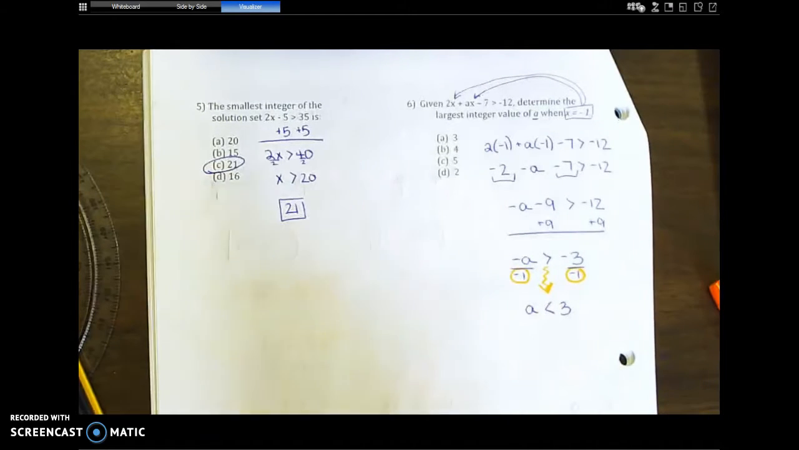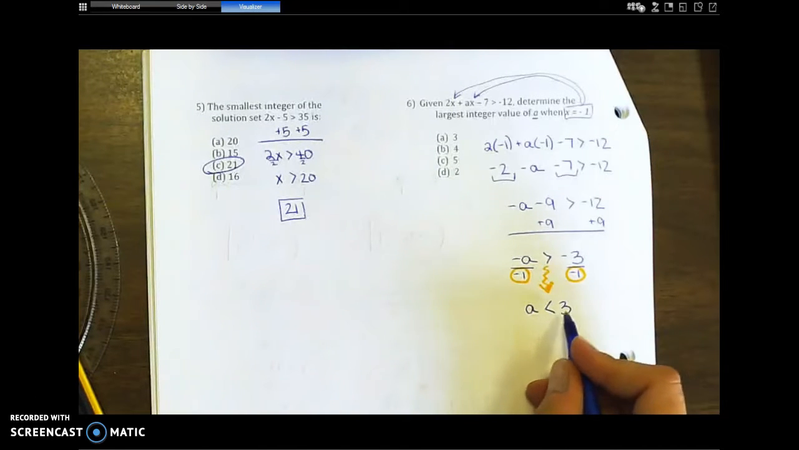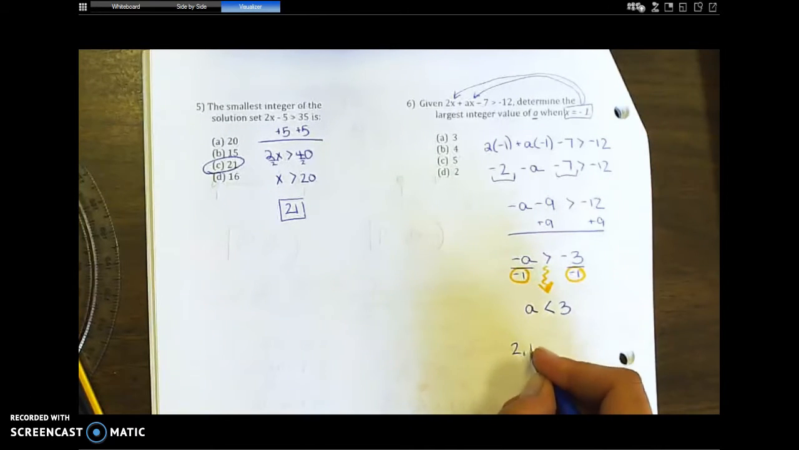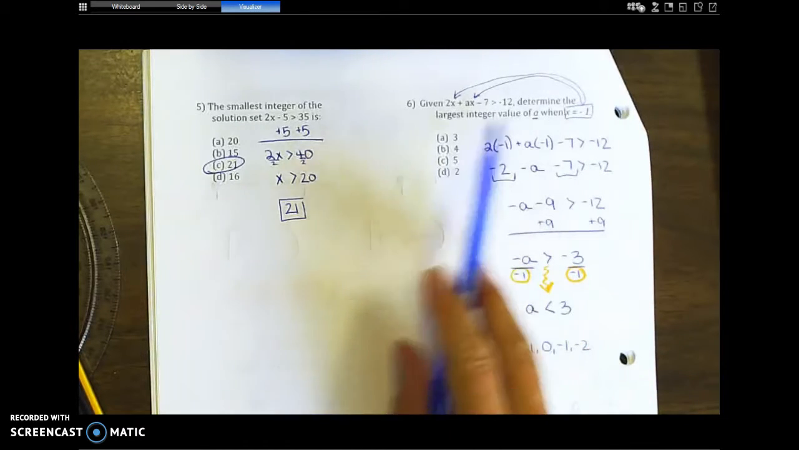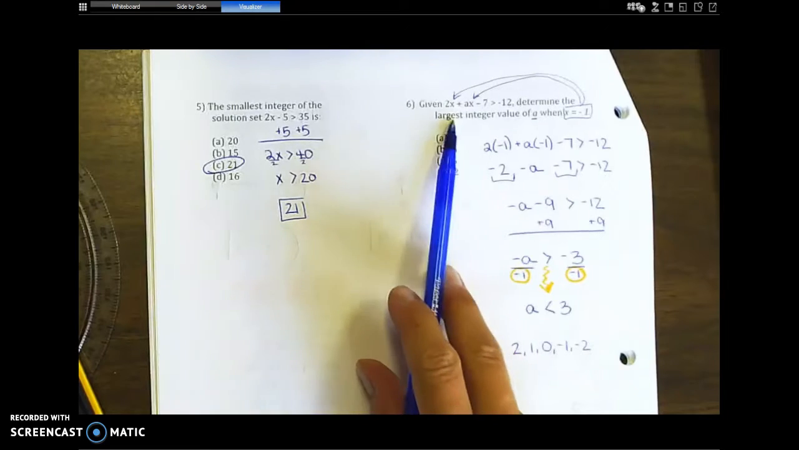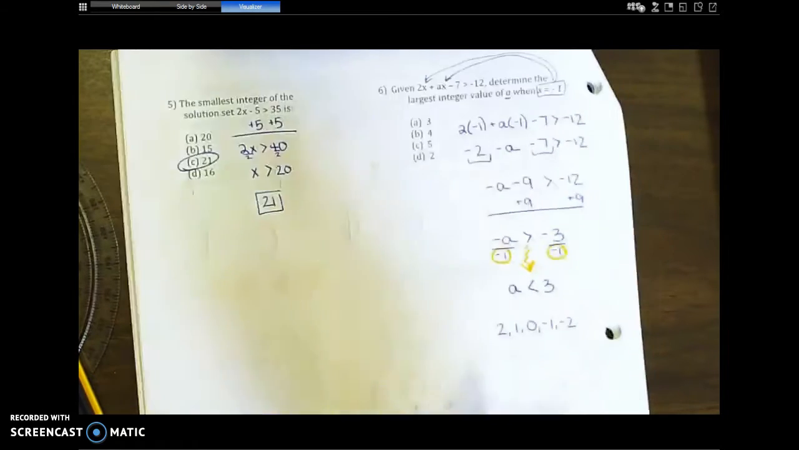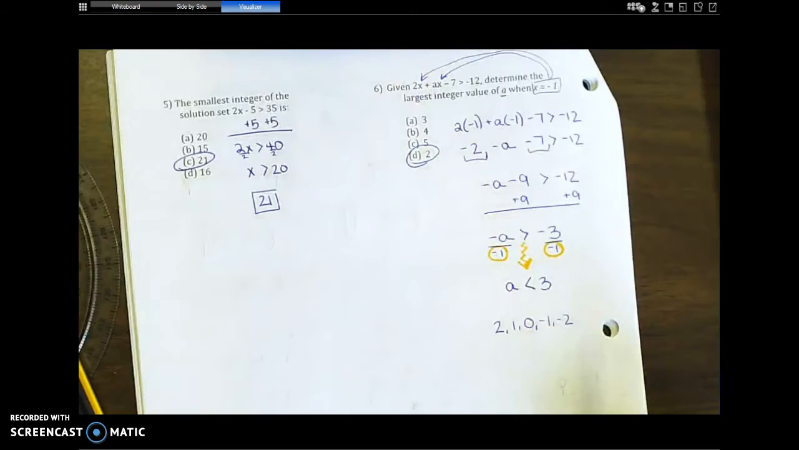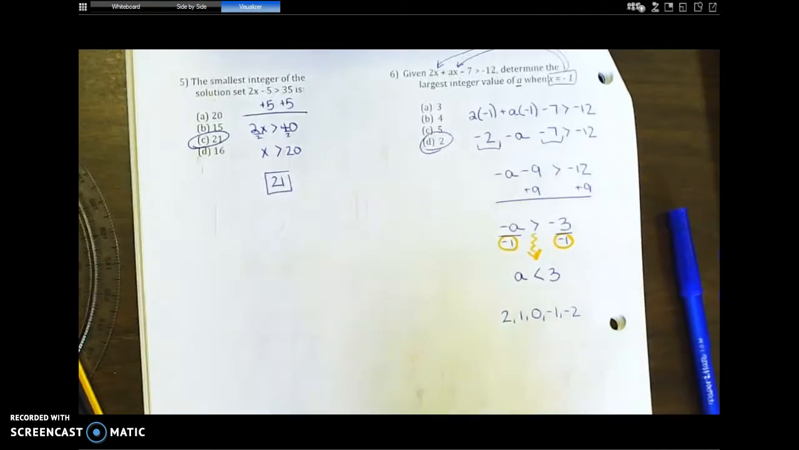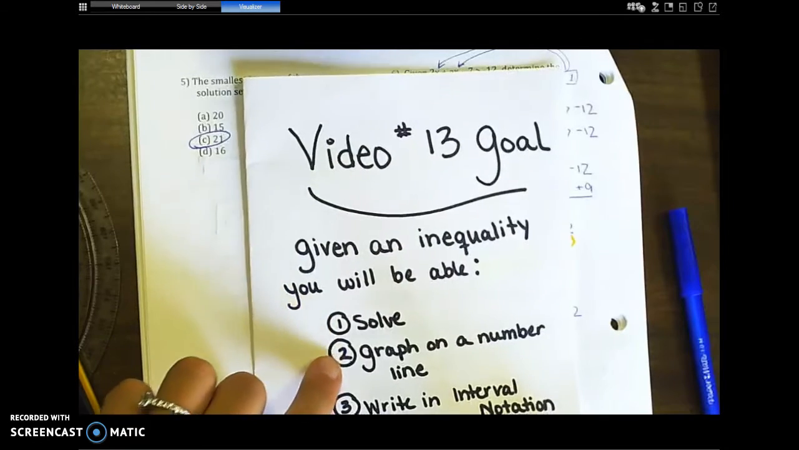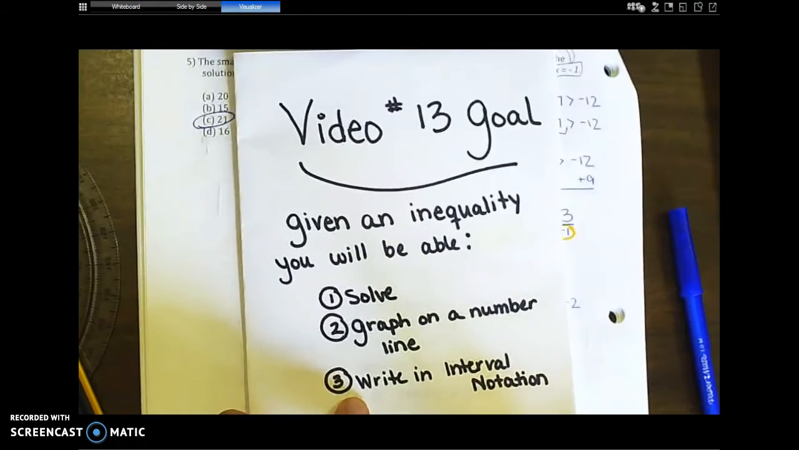So is a allowed to be equal to 3? No. So that means a has to be less than 3, so it could be 2, 1, 0, -1, -2. So which one would it be? The largest integer it could ever be is 2. All right, ladies and gentlemen, that is all about your inequalities. You now know how to solve, graph, and write it in interval notation.